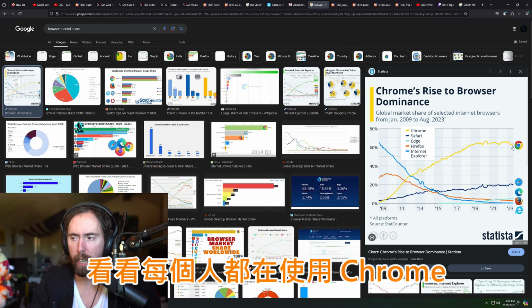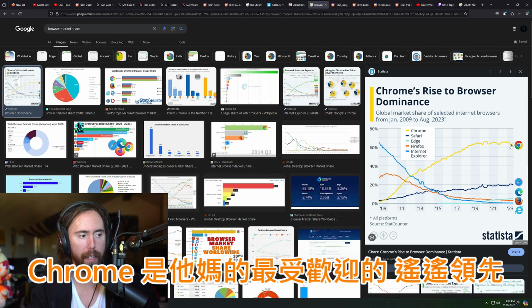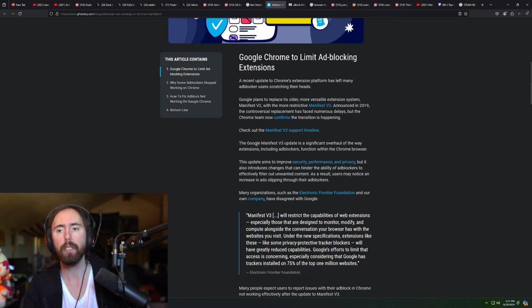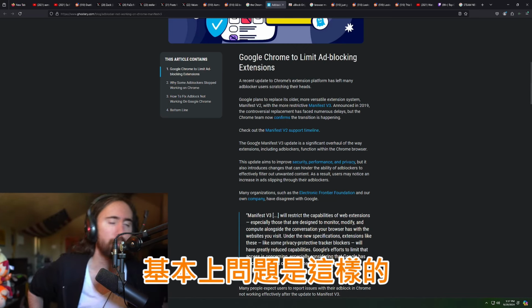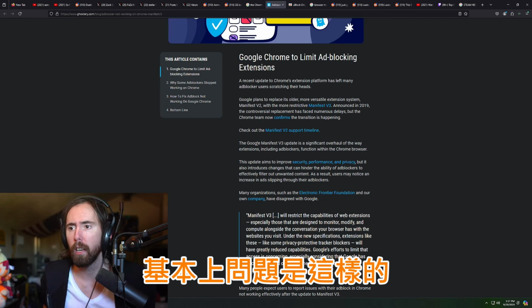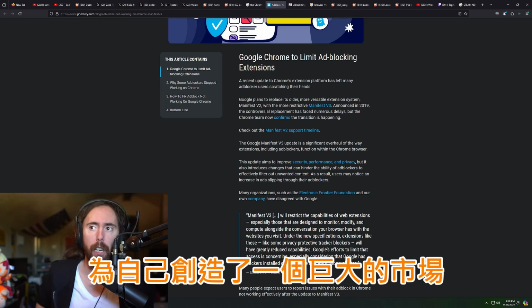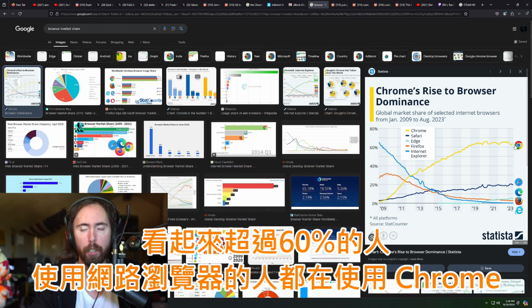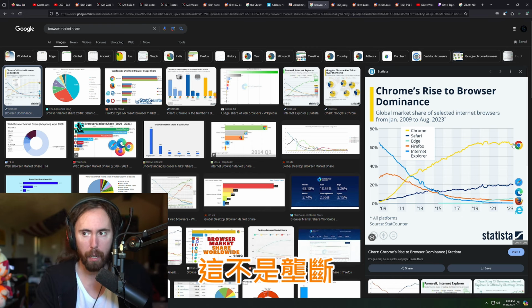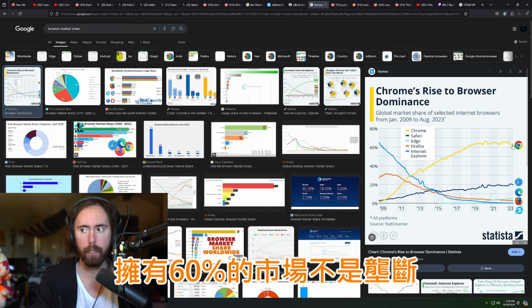So if you look at it, everybody is using Chrome. Chrome is like the most popular one by a fucking mile. I don't see the issue. So this is basically what the issue is. Google Chrome has effectively created a massive market for themselves where it seems like over 60% of people using an internet browser are using Chrome. This is not a monopoly. Having 60% of the market is not a monopoly.